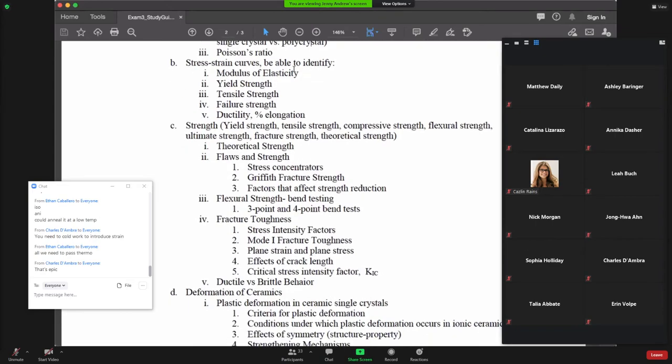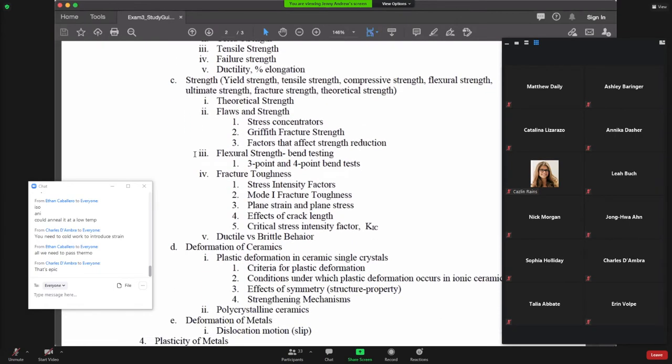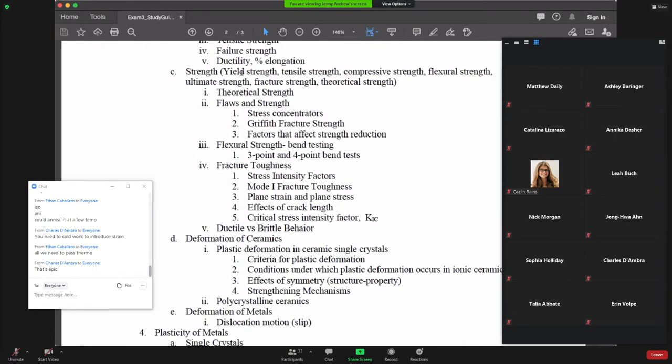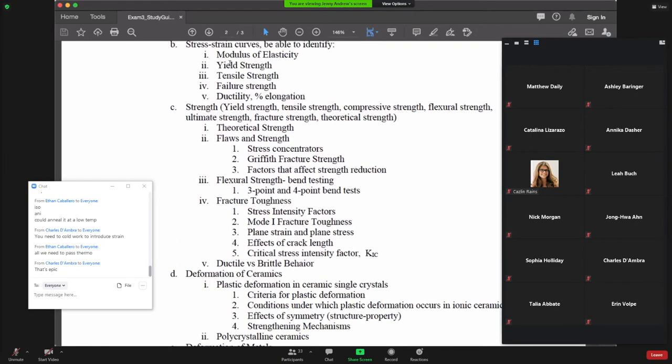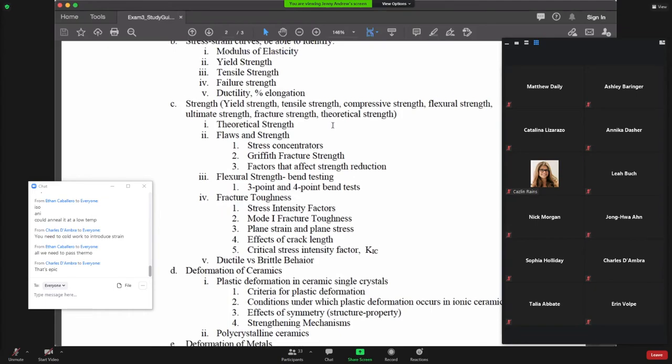Stress strain curves, be able to identify all of these things: modulus of elasticity, yield strength, tensile strength, failure strength, the ductility, percent elongation. I think these are things hopefully a lot of you are pretty comfortable with because you've seen them a number of times before. Moving into strength, we realize that there are tons of ways that we can discuss strengths. Some of them were mentioned up above: our yield strength, our tensile strength, compressive, flexural, ultimate, fracture, or theoretical.